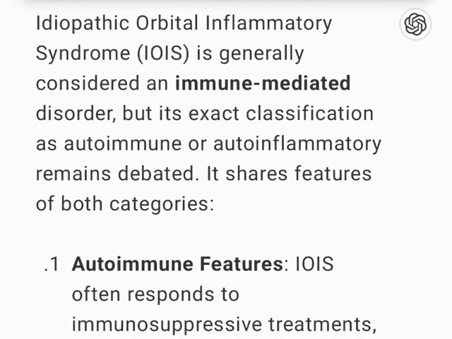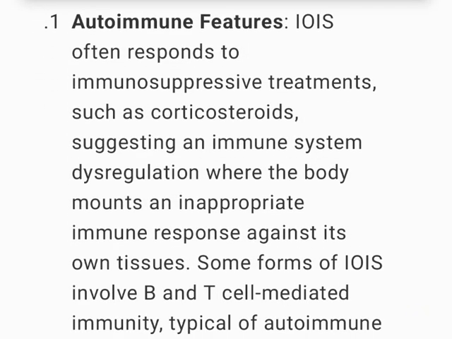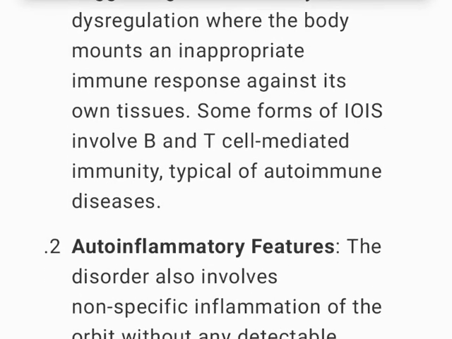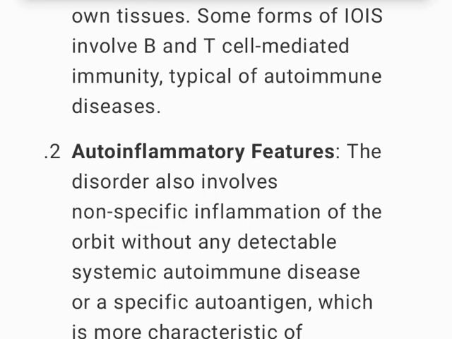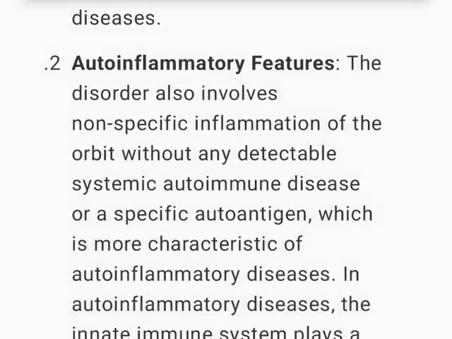Idiopathic orbital inflammatory syndrome, IOIS, is generally considered an immune-mediated disorder, but its exact classification as autoimmune or autoinflammatory remains debated. It shares features of both categories. 1. Autoimmune features. IOIS often responds to immunosuppressive treatments, such as corticosteroids, suggesting an immune system dysregulation where the body mounts an inappropriate immune response against its own tissues. Some forms of IOIS involve B and T cell mediated immunity, typical of autoimmune diseases.